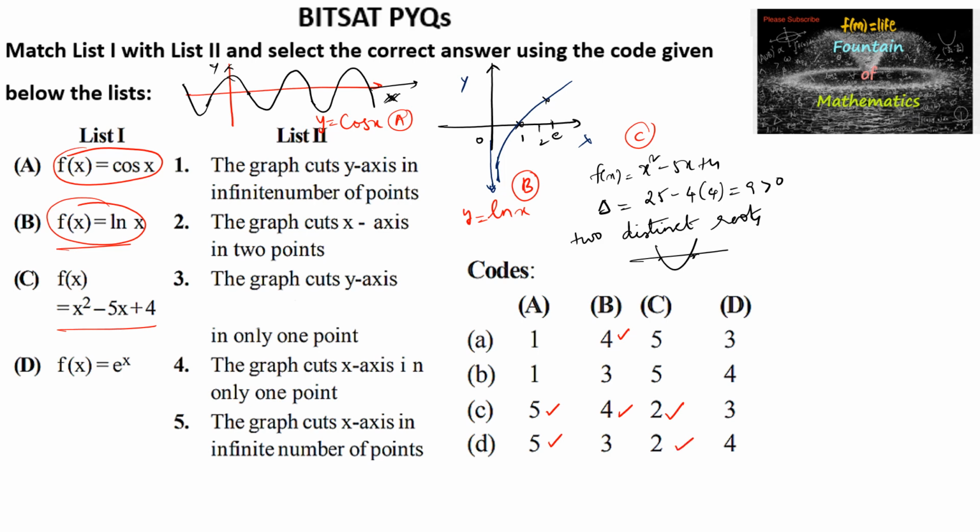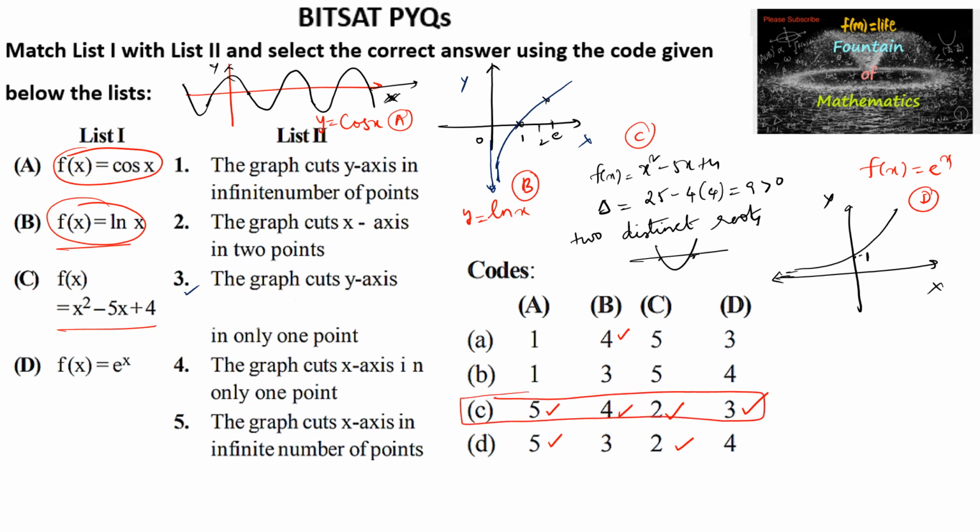And finally, option D, f of x is equal to e power x. The graph is considered to be the e power x graph, as it cuts the y-axis at only one point. When x is equal to 0, it is 1. So we can indicate that the graph cuts the y-axis at only one point, option 3. So finally, we can say that it matches with code C. We can go with option C.